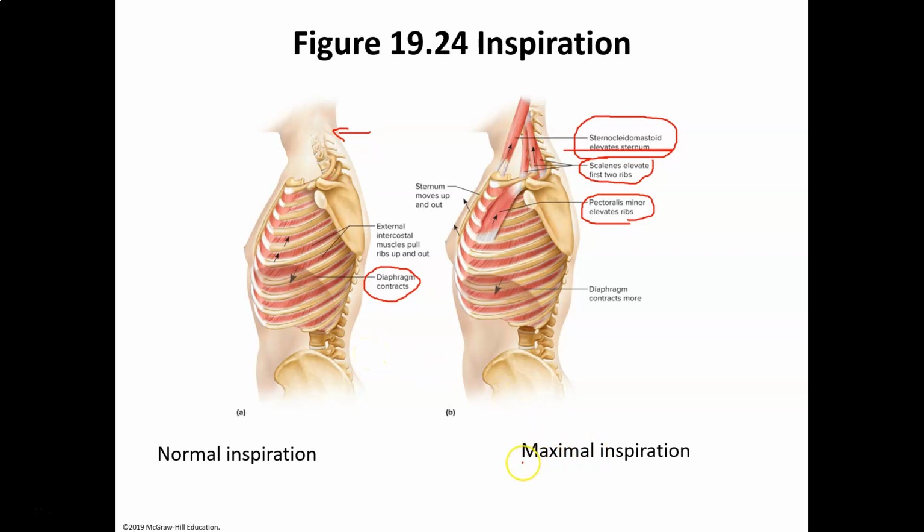Now, maximal inspiration. So go ahead and take a very, very deep in-breath. You'll feel your rib cage expand tremendously. You'll feel your neck muscles, you'll feel chest muscles. You'll start to feel everything pulling on your rib cage to expand it to its maximal volume.